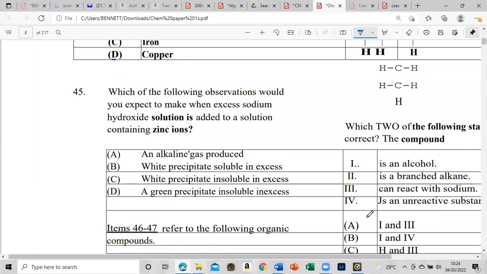All right. Which of the following observations would you expect to make when excess sodium hydroxide solution is added to a solution containing zinc ion? A, an alkaline gas produced, B, white precipitate soluble in excess, C, white precipitate insoluble in excess, or D, a green precipitate insoluble in excess? And 45 is white precipitate soluble in excess. So that would be B.